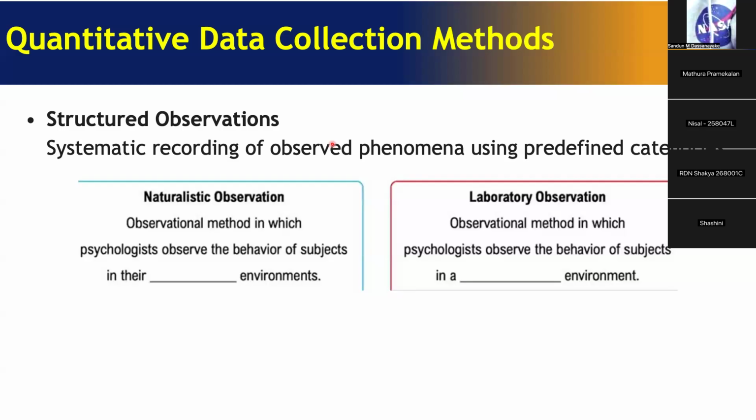Laboratory observations, on the other hand, is where you observe the behavior of subjects in a closed, fixed, controlled environment. There they are given only limited things to interact with, and they are fixed. So that's the structured observations. You can have a different structure, but anyway, these are observations.